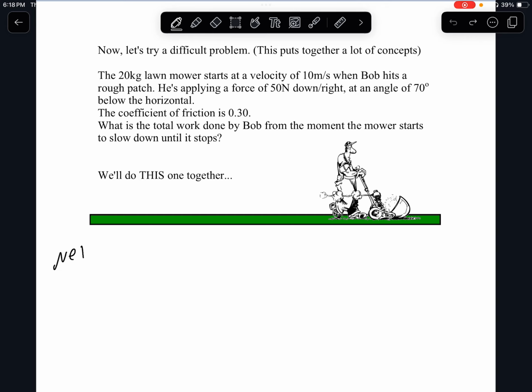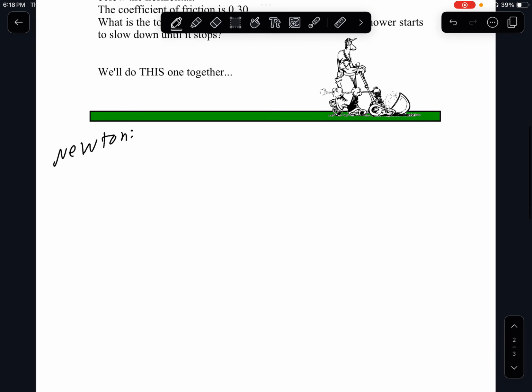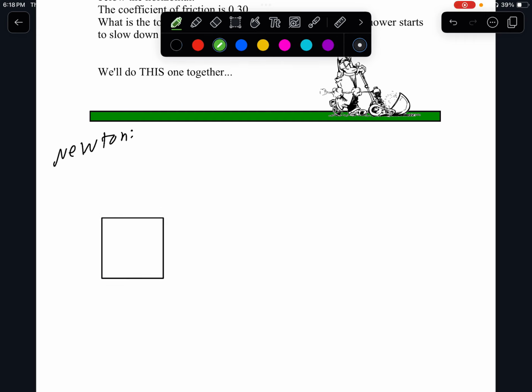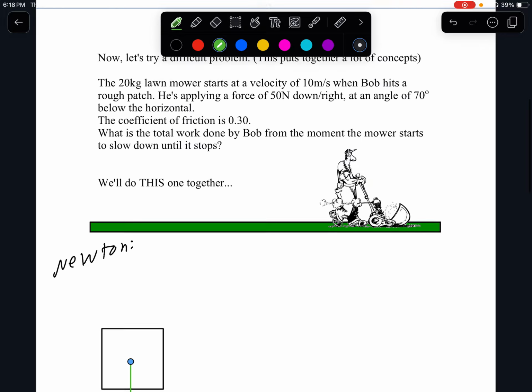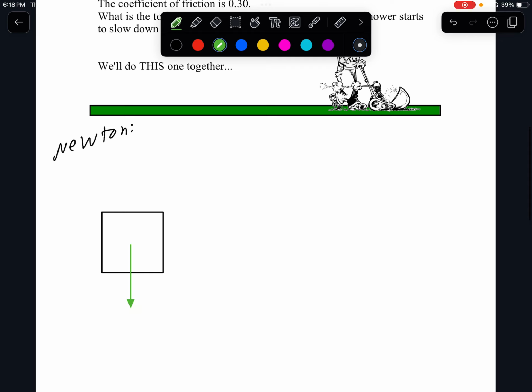So I'm going to start this by applying Newton. What I mean by that is I'm going to draw a free body diagram for the lawnmower. There's a lot of review involved with this. The forces that act on the lawnmower: it's got some mass, so it's got some weight. The mass is given, it's 20 kilograms, so it's being pulled down by the force of gravity, which we call the weight.